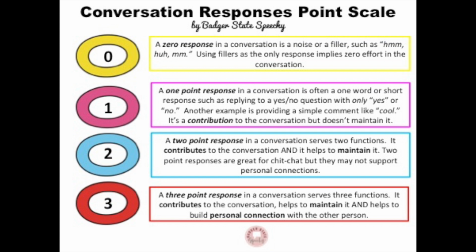Now, a 3 point response is basically the trifecta of responses, and it serves three functions. Like the 1 point, it contributes to the conversation. Like the 2 point, it maintains the conversation. But the 3 pointer is one that helps you build that personal or emotional connection with the other person. The 3 pointers, again, are the trifecta of responses if you are looking to build friendships or strengthen relationships that you have with other people.